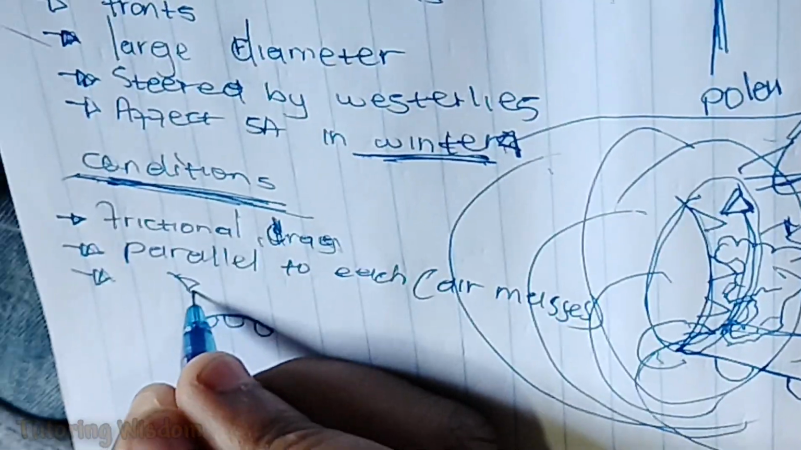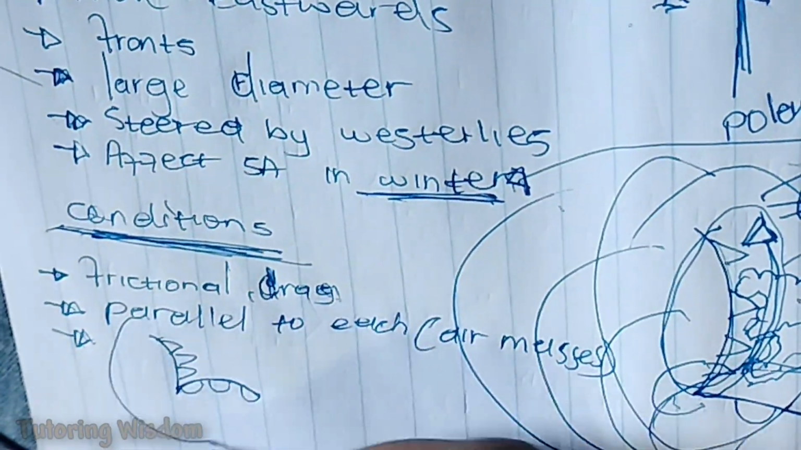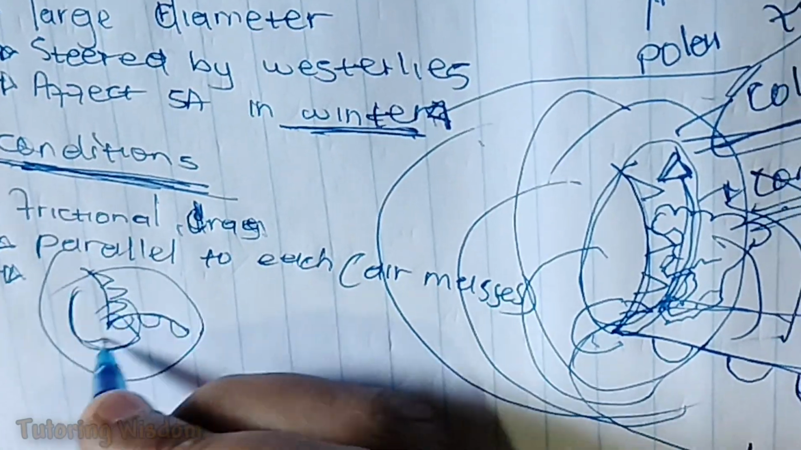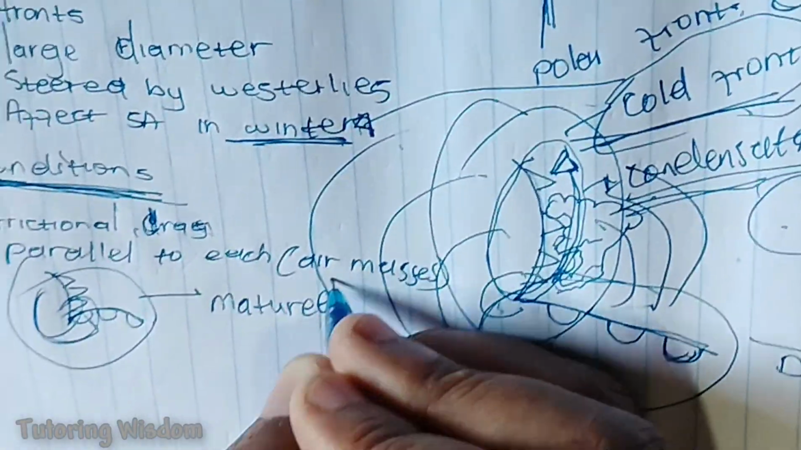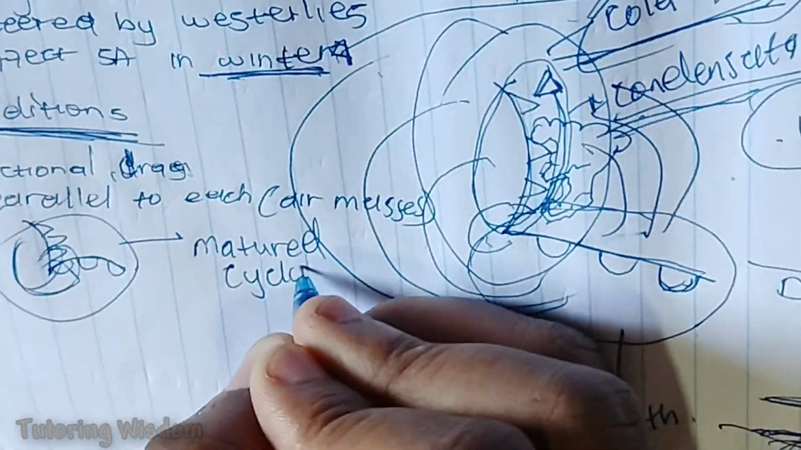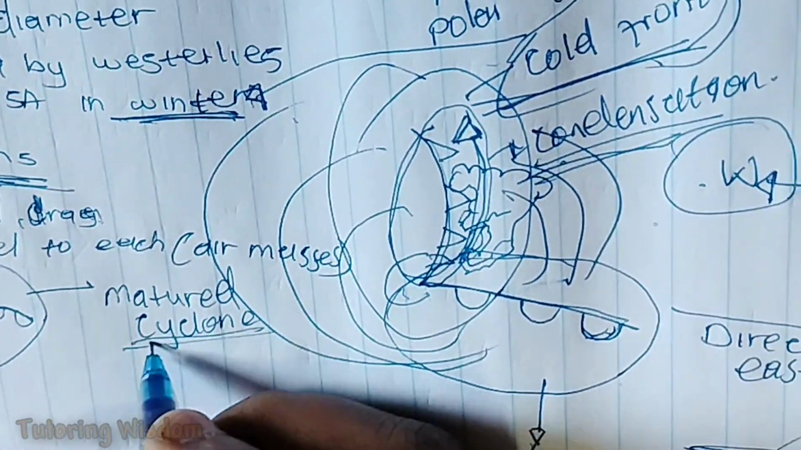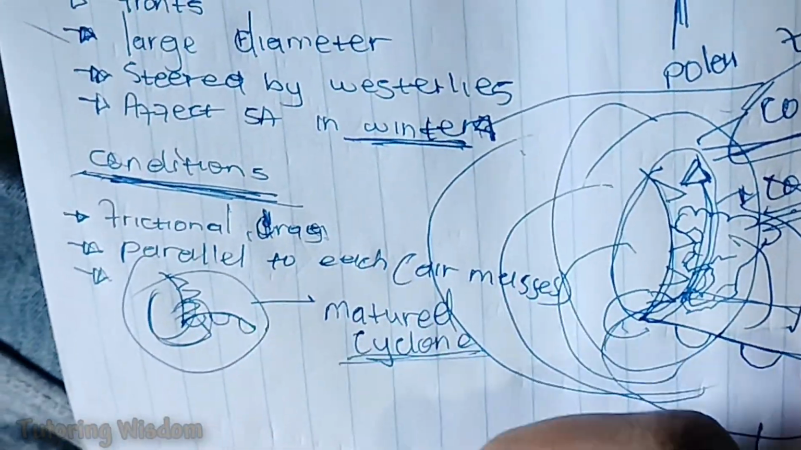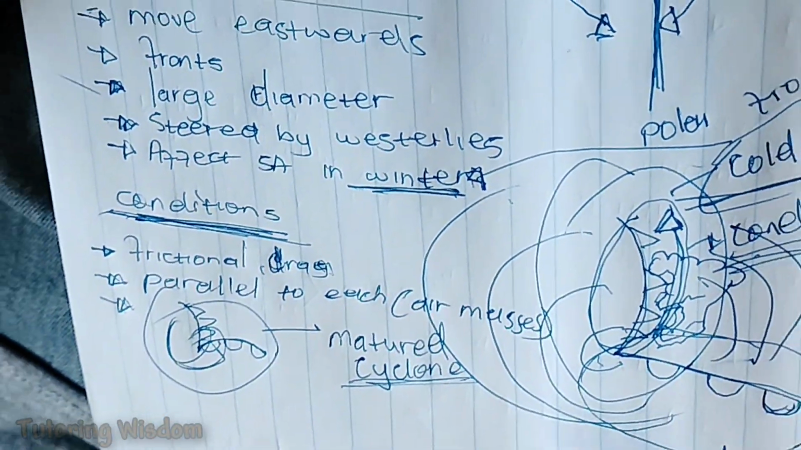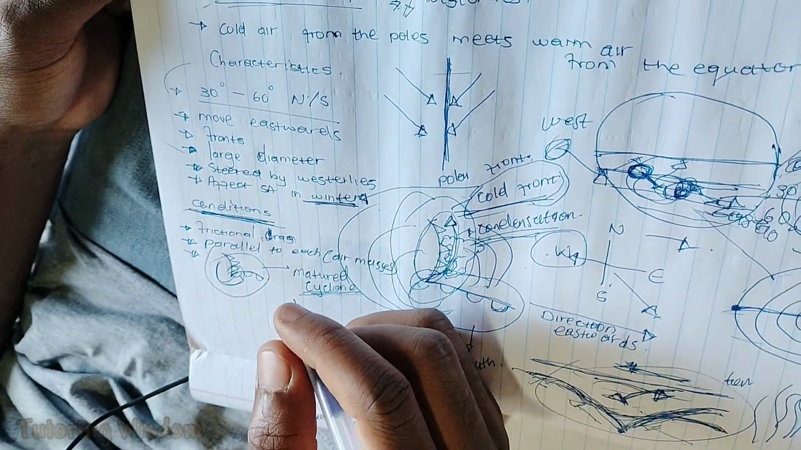Then your fronts have formed. So after your fronts have formed, we call this a what? A matured mid-latitude cyclone. A matured cyclone, right? So now it qualifies as a what? Cyclone. Okay, now we are going to look at the stages of formation.